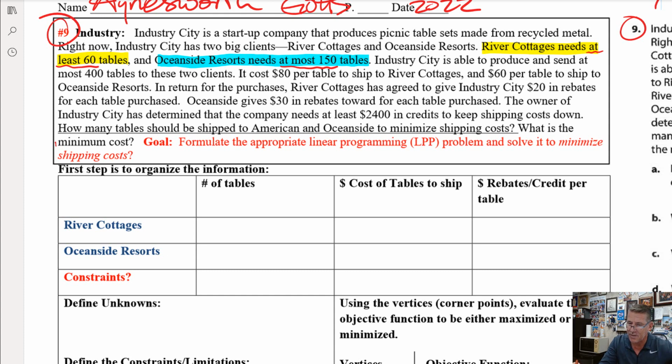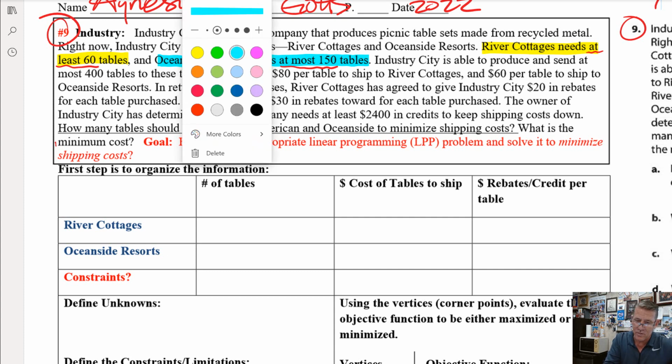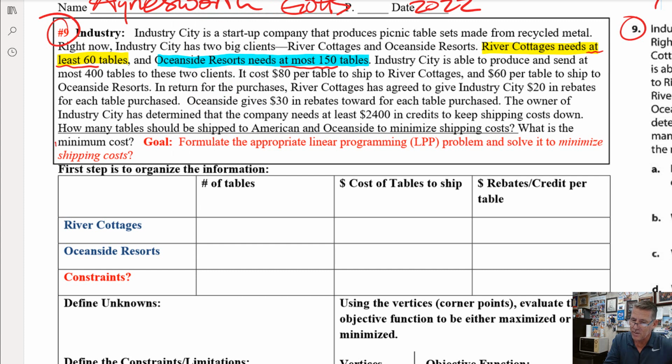Industry City is able to produce and send at most 400 tables to these clients. So that's another constraint. Let's deal with that in a minute. We need to interpret that in a minute.